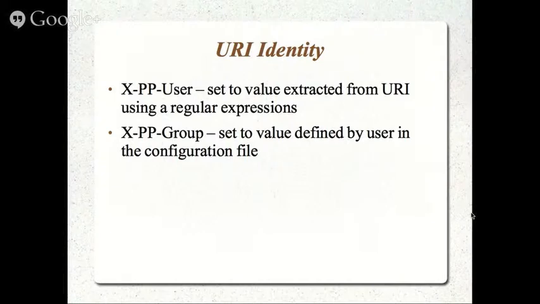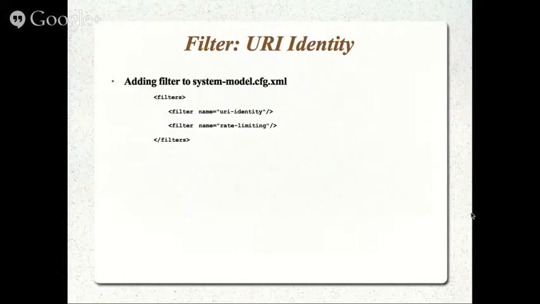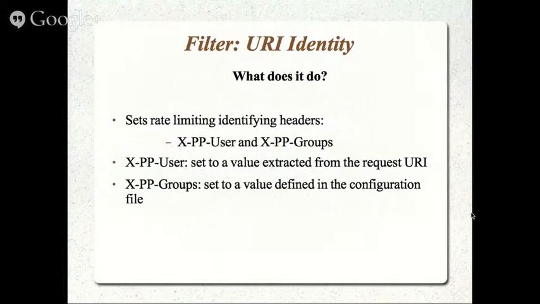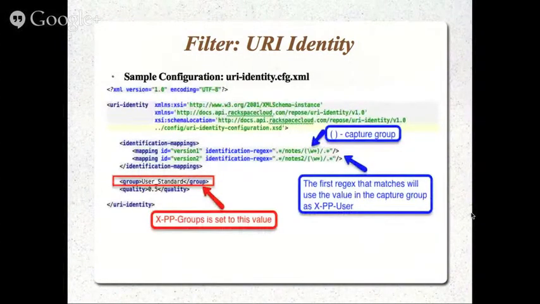And XPP group, you can define in the config file the actual value you want to set XPP group to. You add it to your system model as URI-identity. And here is an example of a URI identity config file. You can specify multiple regexes that match. The very first one that does match is the one that gets used. Whatever is defined in the capture group is the value that gets set as XPP user. And then if you look at what's in red.